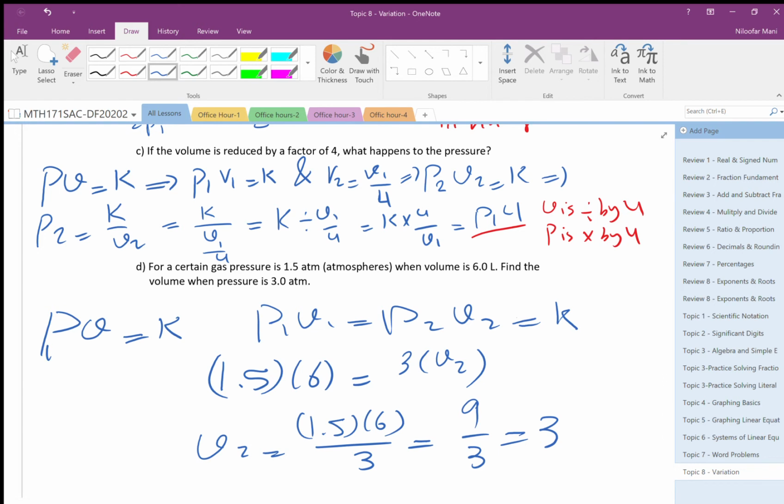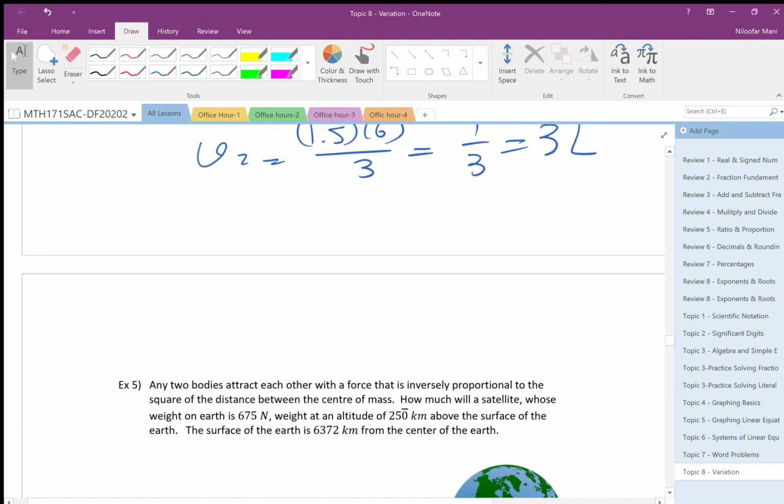So that's the volume. Look at this. Pressure doubled, volume divided by 2. So this is 6 liter, sorry, 3 liter. So that's the answer here.